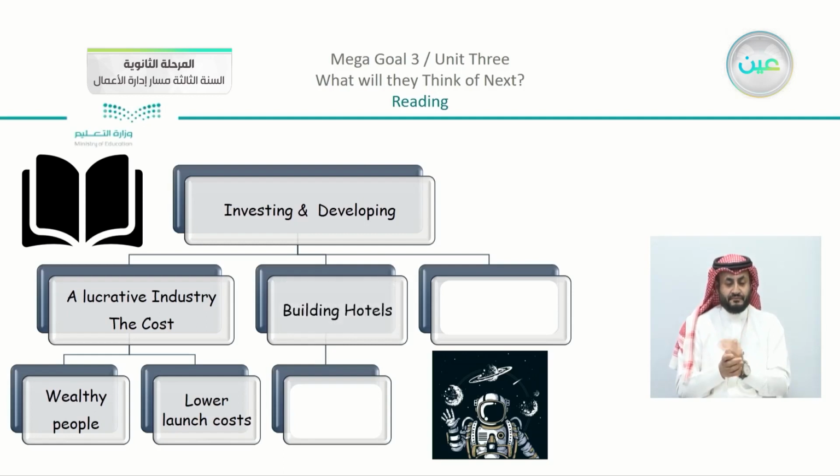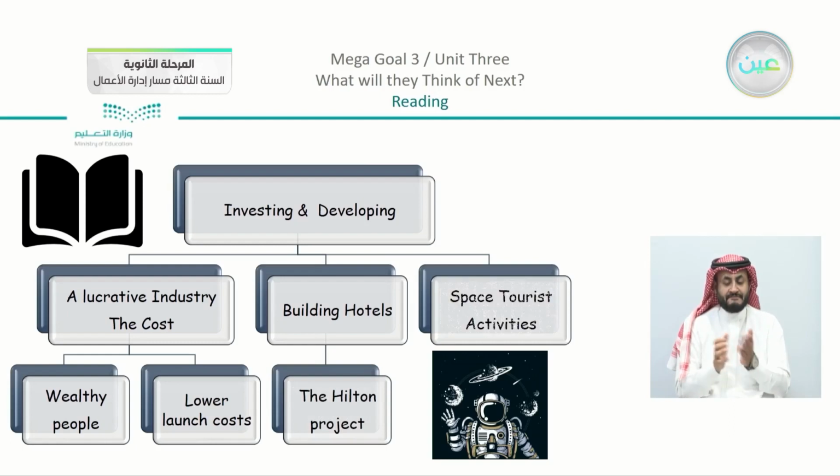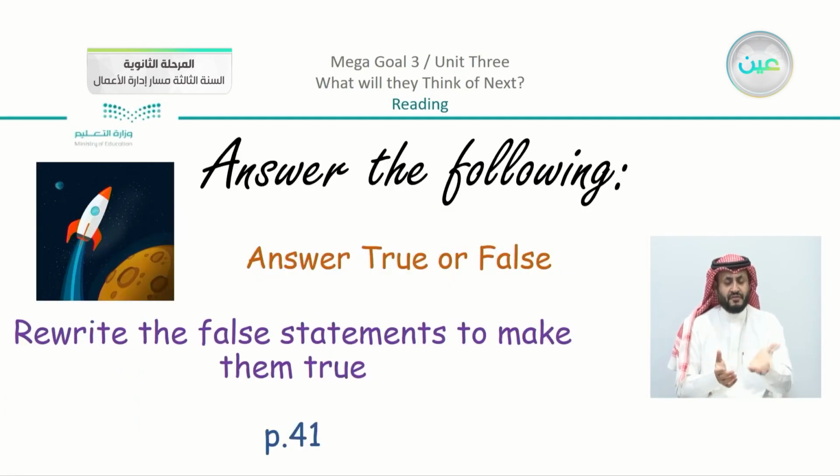The second part is about building hotels, as we mentioned when we talked about the Japanese company. And for the hotels, we mentioned the Hilton project. And we come to the end, which is space tourist activities. So we have here these parts.